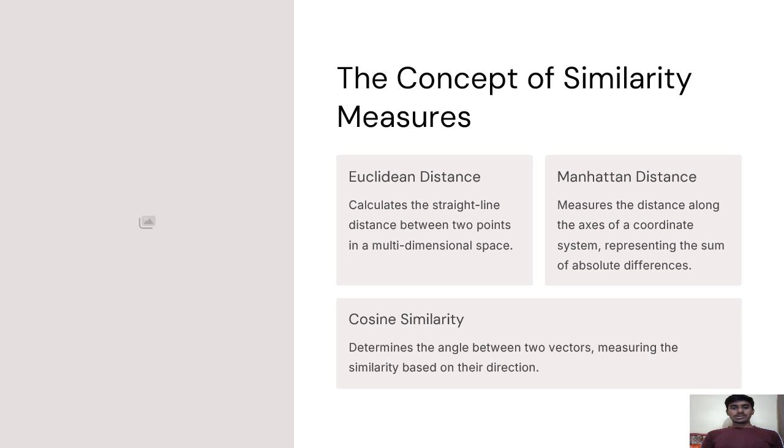The concept of similarity measures. Euclidean distance calculates the straight line distance between two points in a multi-dimensional space. Manhattan distance measures the distance along the axes of the coordinate system, representing the sum of absolute differences. Cosine similarity determines the angle between two vectors and measures similarity based on direction. These are the three similarity measures: Euclidean distance, Manhattan distance, and cosine similarity.